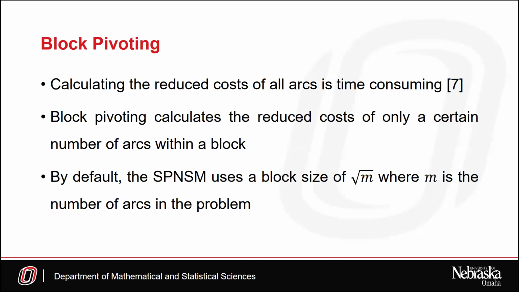Block pivoting calculates the reduced costs of only a certain number of arcs within a block based on location indices. It puts indices between a whole list of arcs and then only calculates those within the indices, and then it moves on in chunks until it finds an arc. And if it can't go through all the possible chunks and find an arc, it terminates the program. And Curley and Kovacs determined in their research paper, which is in 7, that the best possible block size you could use for the network simplex method, the single pivoting method, is the square root of m, where m is the number of arcs in the problem.